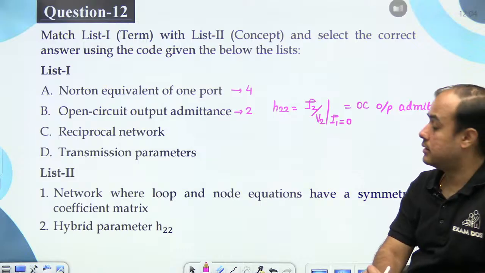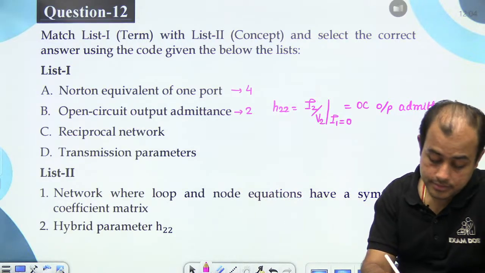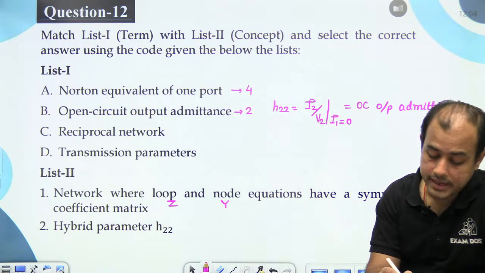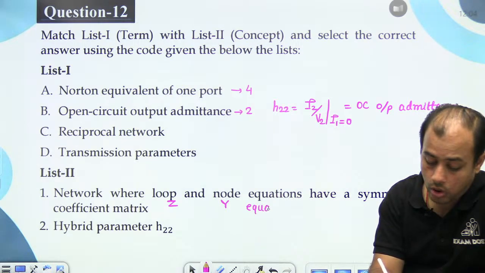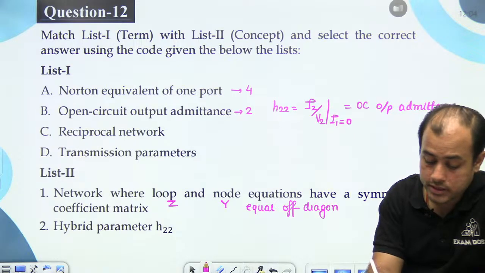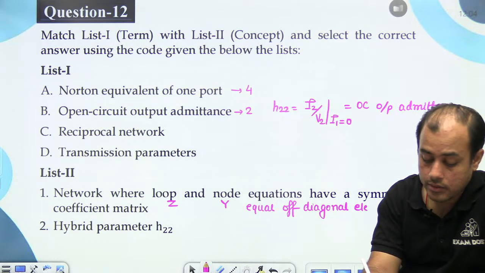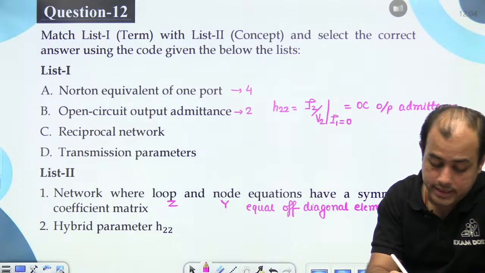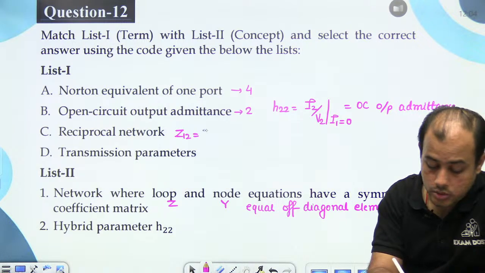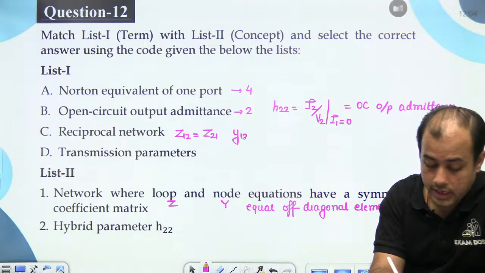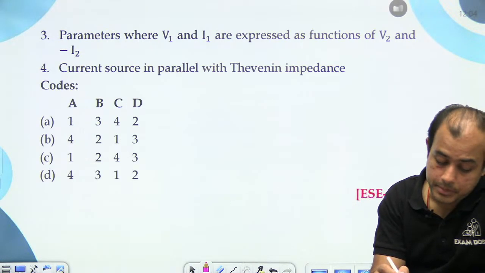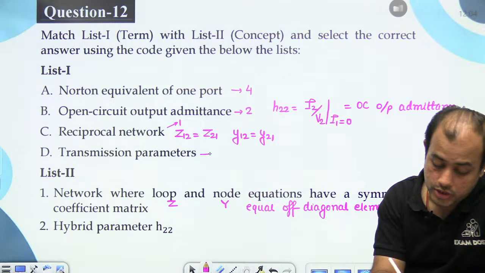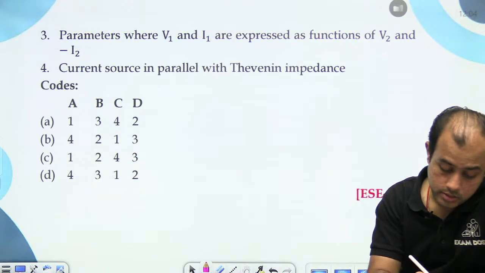Reciprocal network is where the Z or Y matrix becomes symmetric, symmetric meaning equal off-diagonal elements. See, what is the condition of reciprocity? Z12 equal to Z21 and Y12 equal to Y21, so this is 1. Transmission parameter: V1 and I1 are expressed as a function of V2 and minus I2, so 4213.